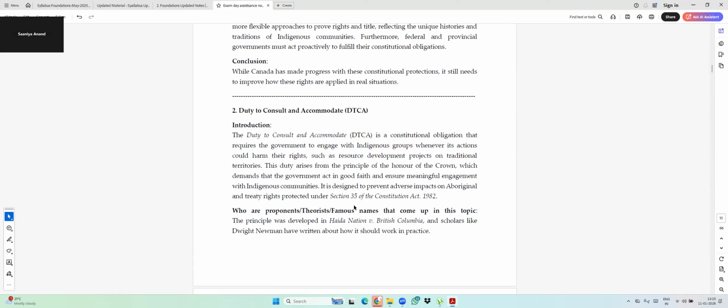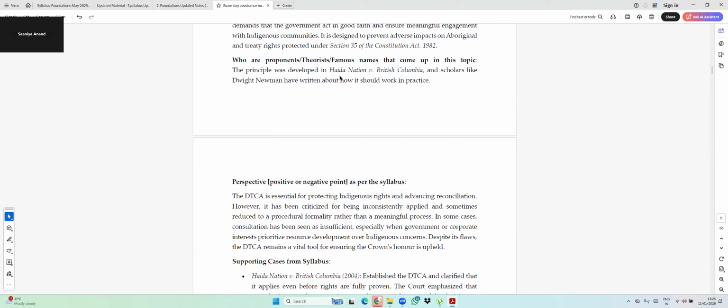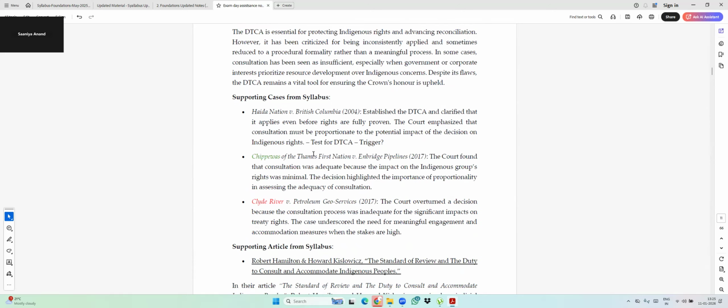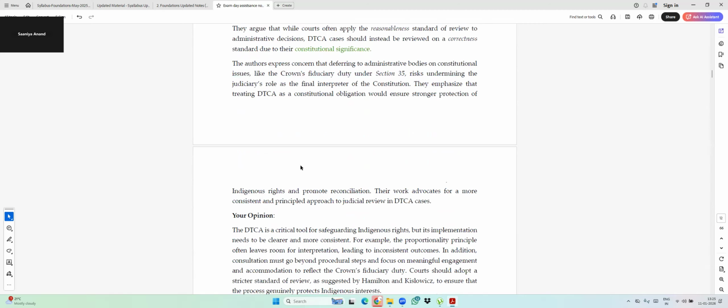Anything that touches indigenous people, their rights, title, treaty rights, it could be self-governance, anything, they have to be provided with this prior duty to consult and accommodate, not post. It is a prior duty to consult and accommodate. At that time you can refer to this. There were cases like Haida Nation versus British Columbia, which is a landmark case, and Squamish, Taku River Tlingit, and Clyde River cases. These are the cases.